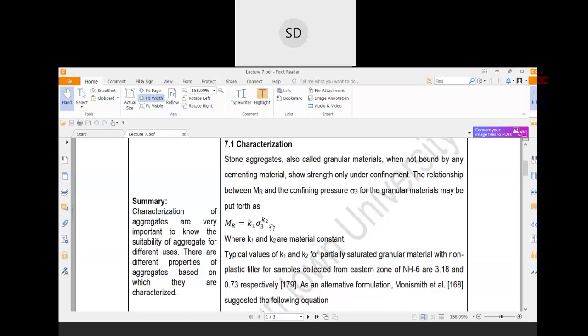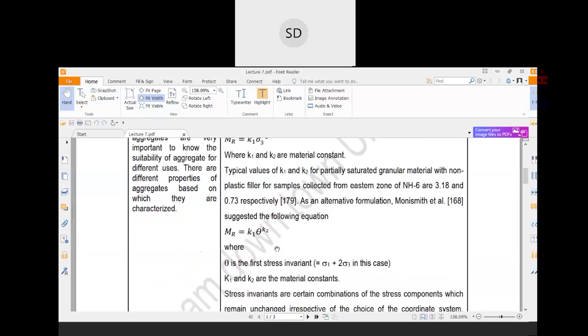Now this is one formula. Another alternative formula for the MR value is MR equal to K1 into theta to the power K2. Here K1 and K2 are the material constants, and another term is used, that is theta. And what is theta? Theta is the first stress invariant in the stress components of a dynamic triaxial test.